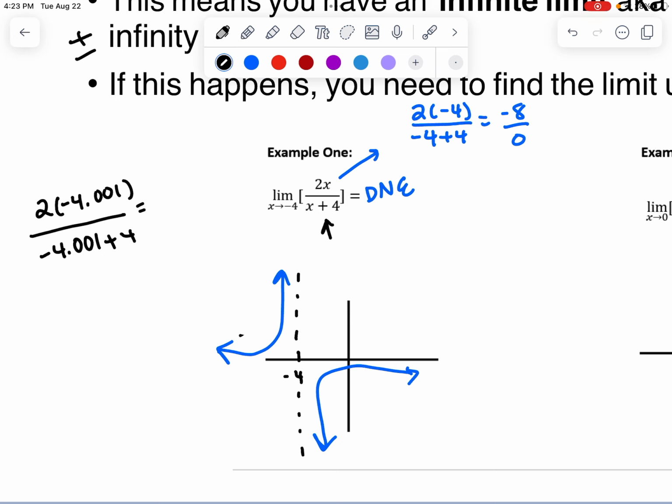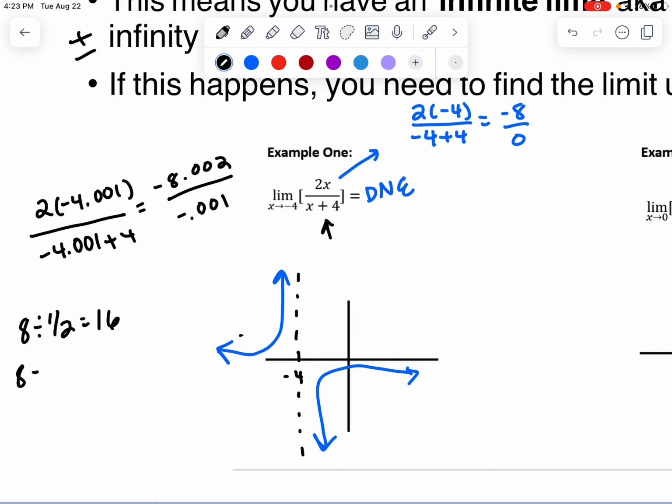So this is just kind of an idea. This would give me -8.002, and then on the denominator, I'd get -0.001. Yes, it's 0.002 on top, but we have about -8 divided by -0.001. And if you ever divide a whole number by a fraction or a decimal, you're going to get a larger number. So for example, if you did 8 divided by 1/2, you would get 16.